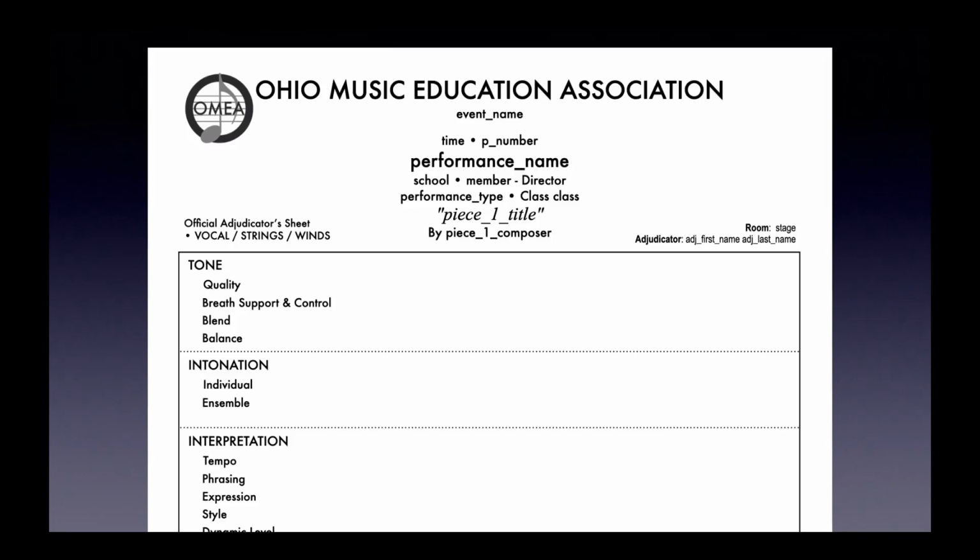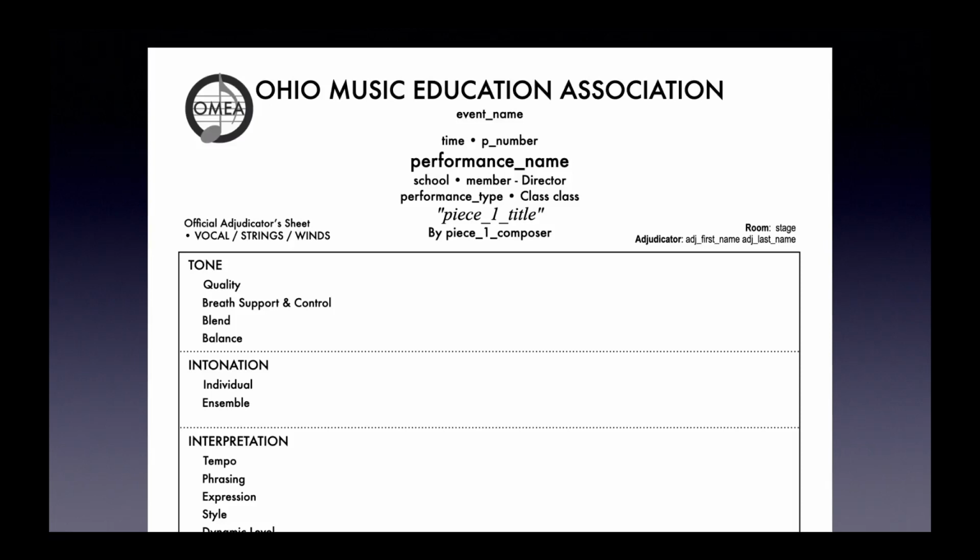This is the template of the official Adjudicator's Critique Sheet for solo and ensemble. Large group events will work the same way. It will include events for vocals, strings, and winds. Because it's online, you can get one anytime you need one. After you've downloaded it from the OMEA website, I actually recommend that you save it as the template in the word processor of your choice.